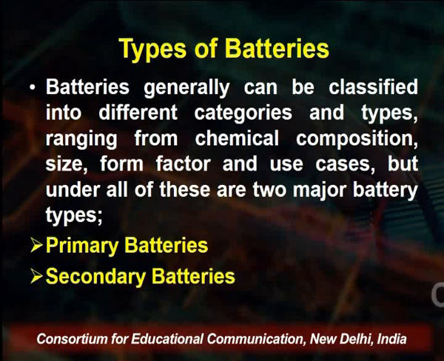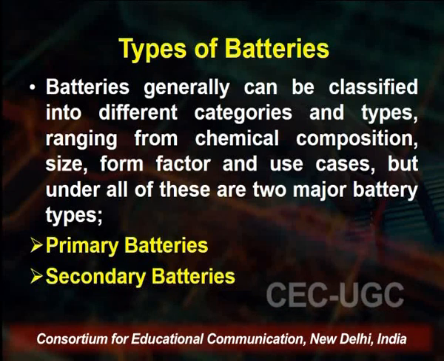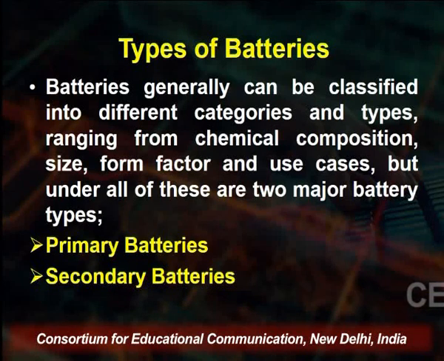So now the types of batteries. Batteries generally can be classified into different categories and types, ranging from chemical composition, size, form factor and use cases. But under all these, there are two major types of batteries. First is the primary battery and second is the secondary battery. These are defined on the basis of the type of use.